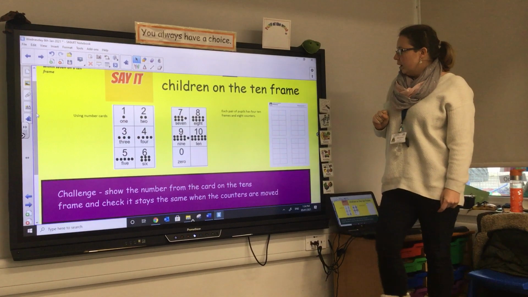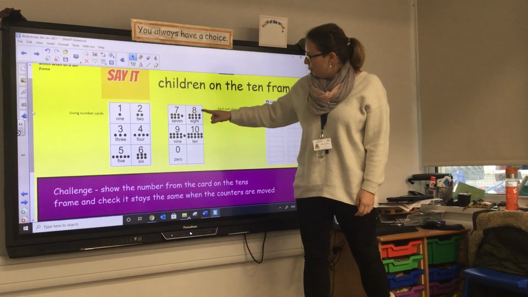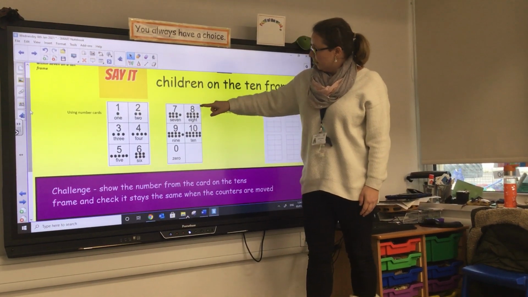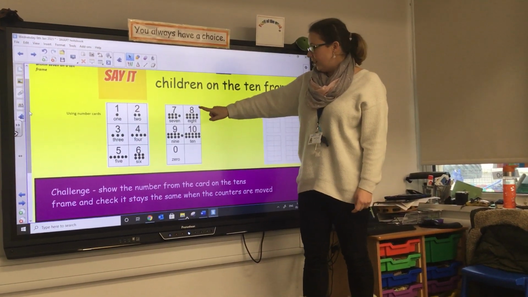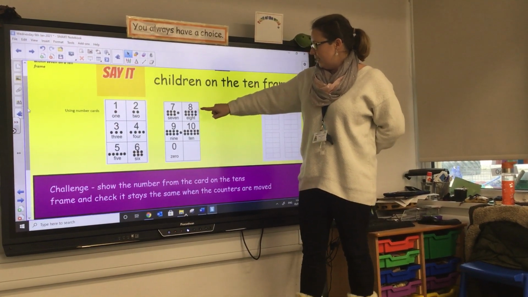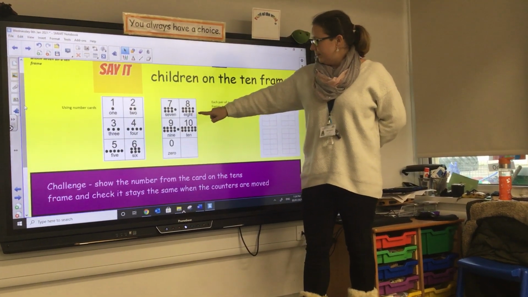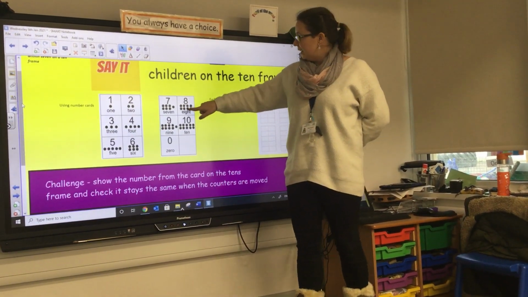So, I would like you today to start with this number. What number is this? Yes, this is number 8. Well done. We can check it's number 8 by counting the dots. 1, 2, 3, 4, 5, 6, 7, 8. Then the word underneath tells us that it's number 8 as well.